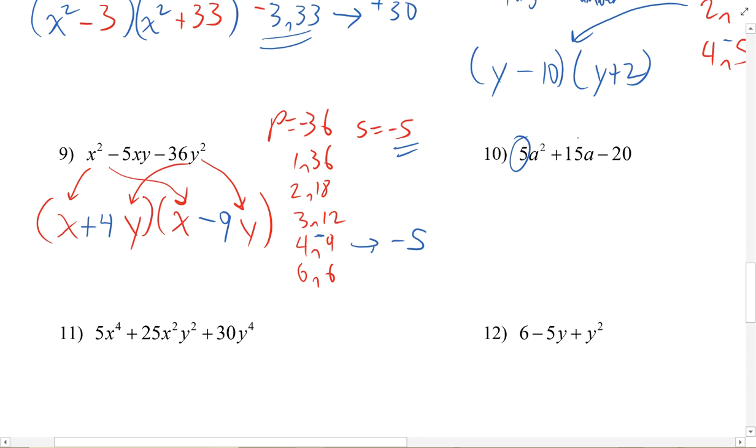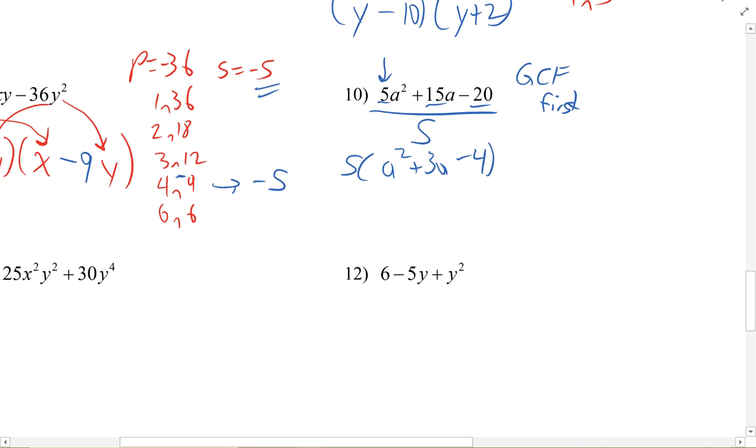Now, what strikes you odd about having these three numbers, 5, 15, and 20? First of all, there's a number in front. We haven't seen that yet. And they all are multiples of 5. So what we have to do is we have to do our GCF first. So this is work from yesterday. So we're going to divide by 5. And so then we get a squared plus 3a minus 4.